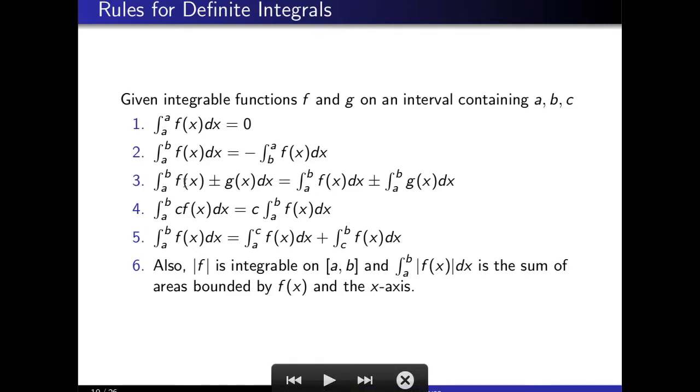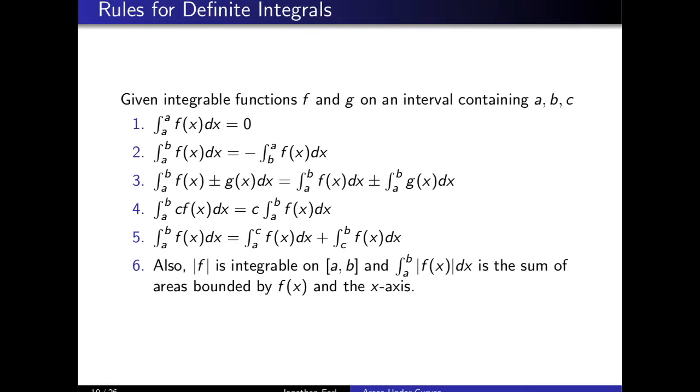If we wanted to find the area from a to b of some function f plus g, we could find the area from a to b of f and add it to the area from a to b of g. If you want to find the area from a to b of some constant times our function, you could take the constant multiplied by the area from a to b of f.